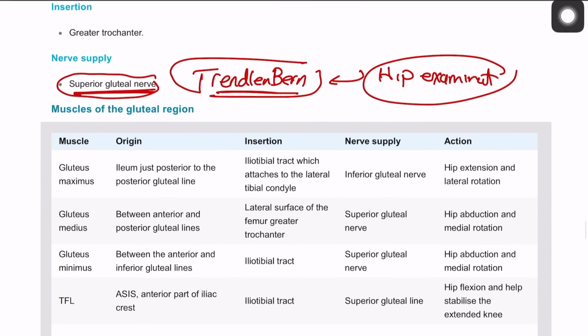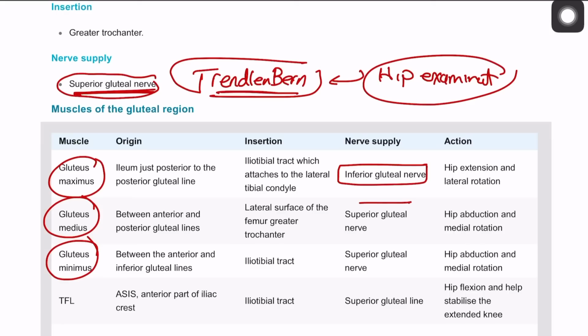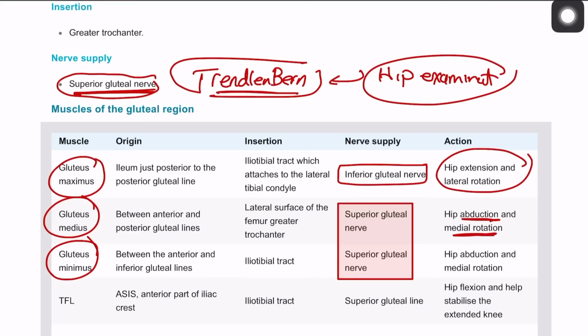So these are the muscles of the gluteal region. You have the gluteus maximus, the gluteus medius, the gluteus minimus. We know that the nerve supply for them: the maximus takes from the inferior, and the medius and minimus take from the superior gluteal nerve, and all of them are responsible for hip abduction and medial rotation, or the other one with hip extension and lateral rotation.